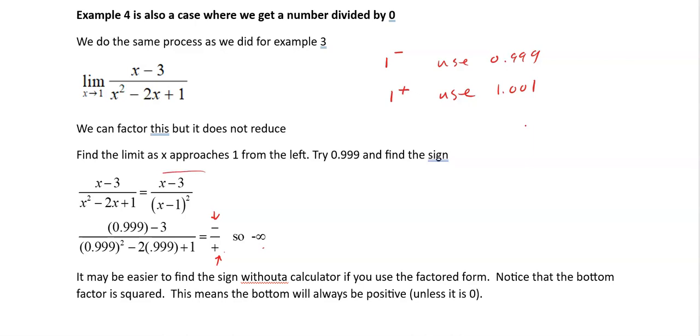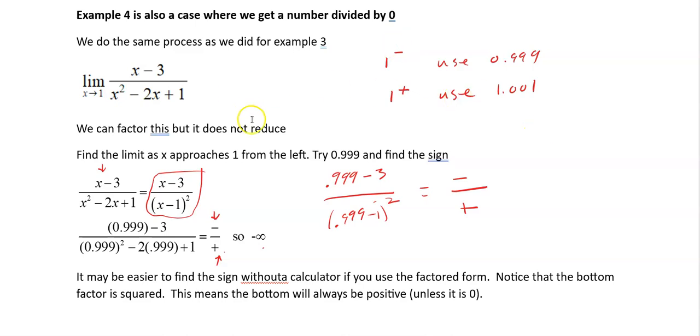Now, you might have noticed I factored this here. If you can factor, you should try to factor. It's pretty clear looking at this problem that you're not going to be able to reduce an x minus 3 with a 1 as your last term on the bottom. But it might be worth factoring because that makes this substitution evaluation a little easier. I could do 0.999 minus 3, and I clearly can see that that's negative. And then I can do 0.999 minus 1 squared. And oh, wait a minute, I have a number squared on the bottom. That number is always going to be positive. So it evaluates quicker, if you notice that. But otherwise, you can use your calculator to do this.